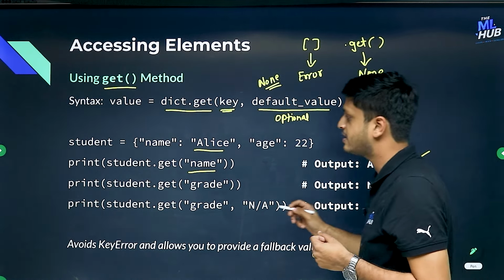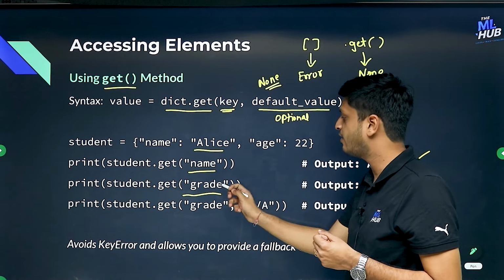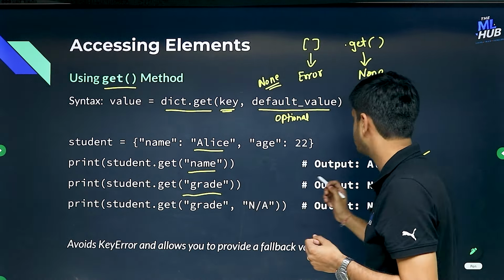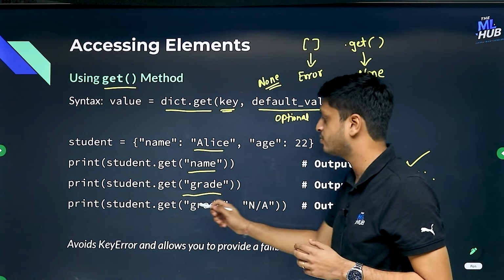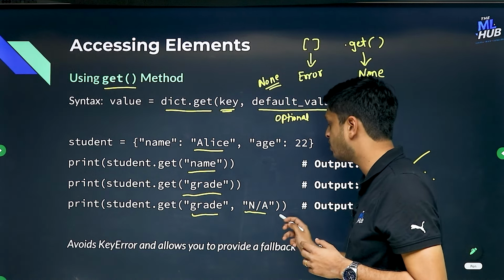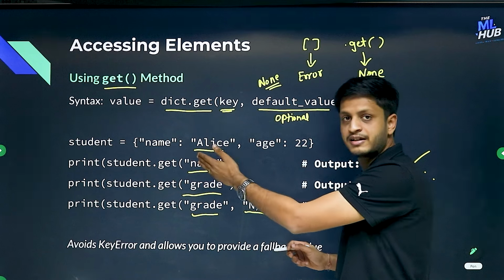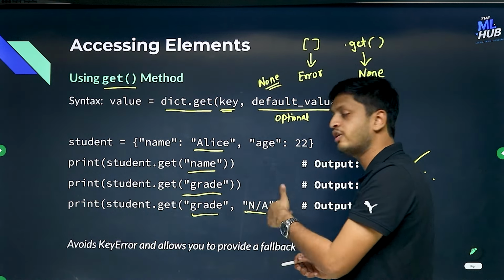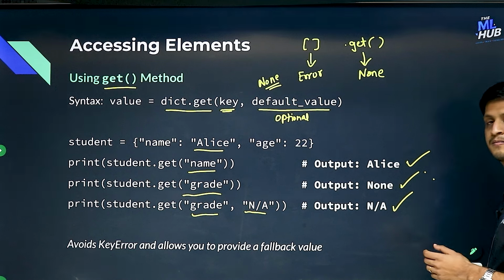Okay, but if I say student dot get grade, now grade as a key is not present and I have not given any default value, and hence the output will be none. But if I give the default value, so here I have said student dot get grade, and after the comma I have given the default value as well, which is the string NA. So if this key is not present in the dictionary, then this default value will be given as the output, and hence the output will be NA, the string NA.